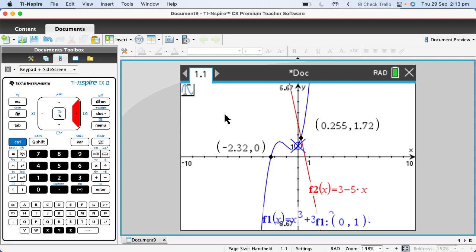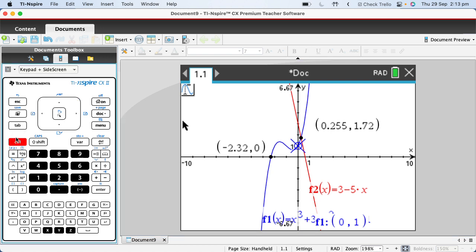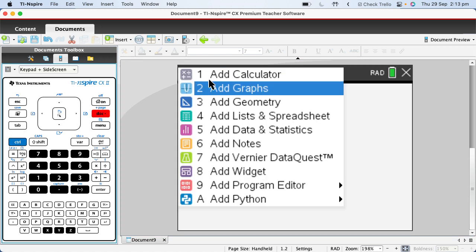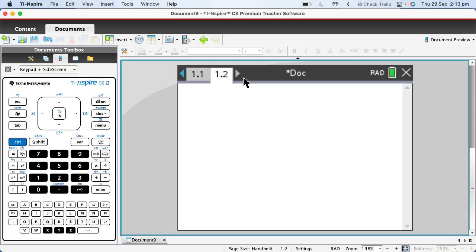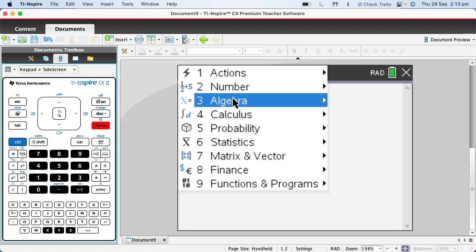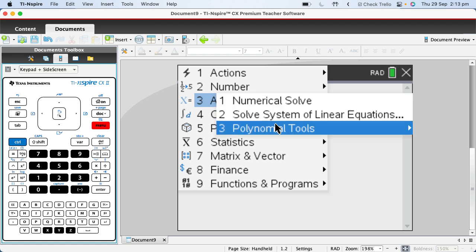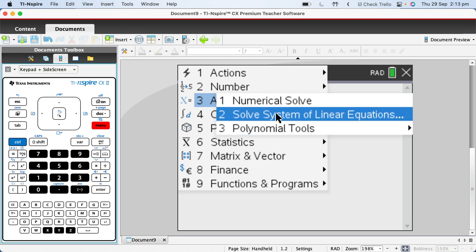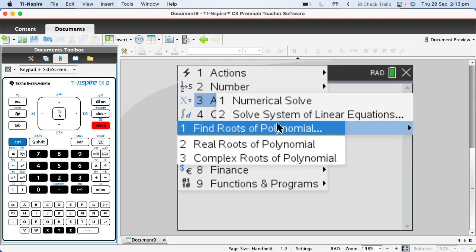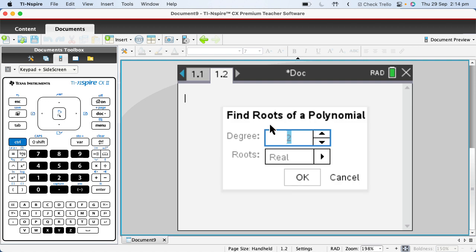That's it. I wanted to show you something else, though, that I certainly haven't really played around with a lot. And it's not super critical, but you might find times where this is useful. You do have access in the menu button in the algebra section to these 2 solvers, I suppose, equation solvers. So if I go down to polynomial tools and go to find roots of polynomial, it'll say, well, what degree of the polynomial is it?